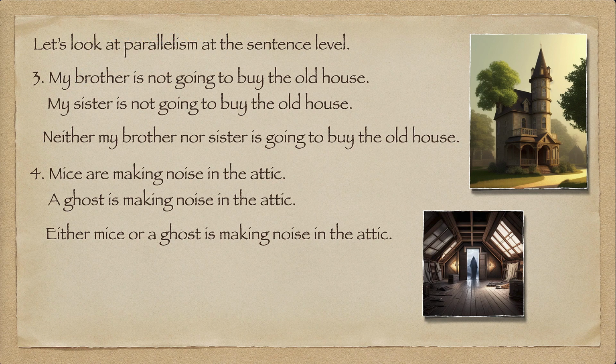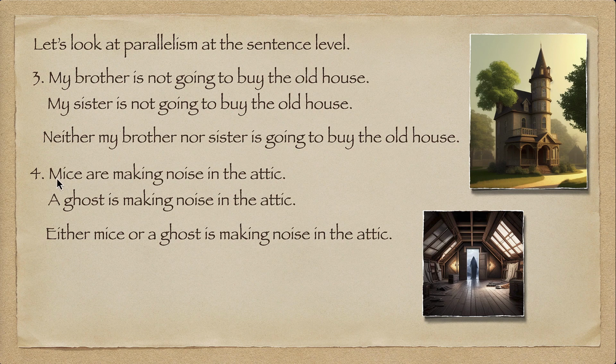They're also called correlative conjunctions, right? You don't want to put neither nor anywhere else in this sentence. For instance, you would not want to say, my brother, neither my sister. No, you would not want to put it there. You would not want to say, my brother nor sister is going to buy the house. You want to put the neither nor before the items that are in parallel structure.